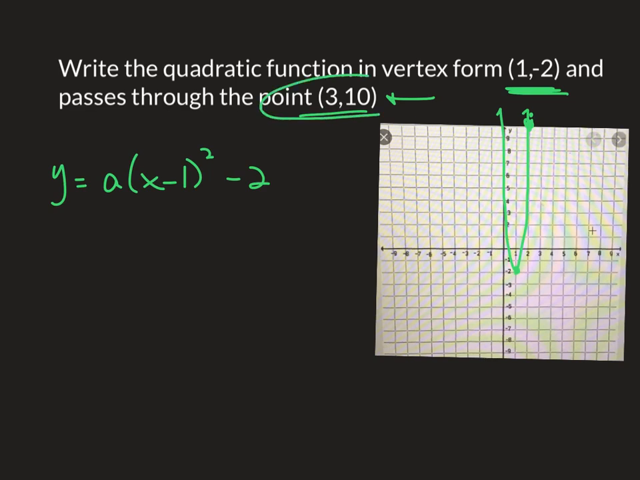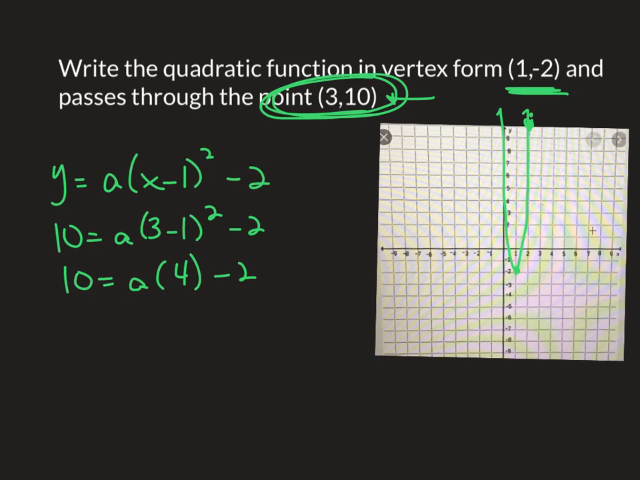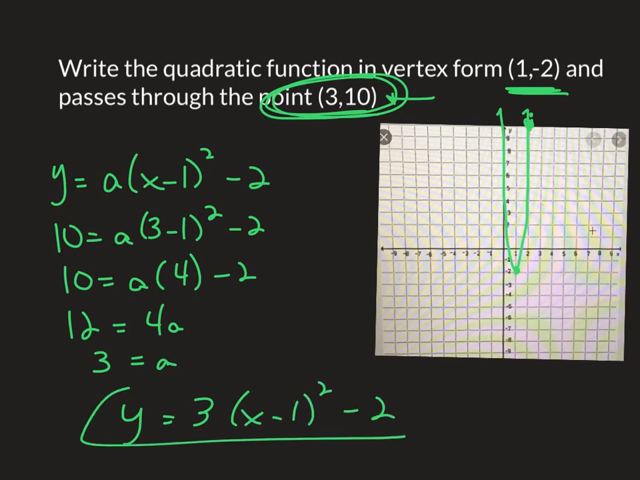Because the graph passes through (3, 10), (3, 10) works in the equation, has to work. So I'm going to put the 10 in for the y, the 3 in for the x, and just work it out. 3 minus 1 is 2. 2 squared is 4, so it's really a 4 minus 2. Move the 2 to the other side, it becomes 12 equals 4a, so a is 3. Not as big as I thought it would be. So my final answer, the equation in vertex form, is 3(x minus 1) squared minus 2. And there you have it.